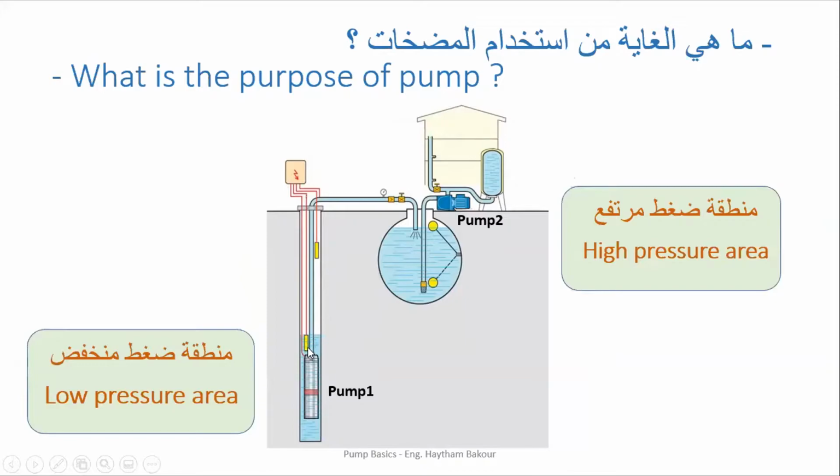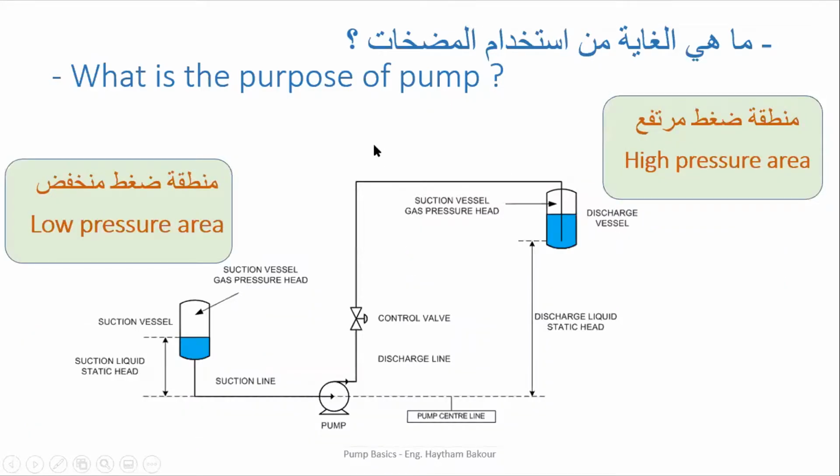As pump 1 is transferring the water to the first tank, pump 2 is going to transfer the water from below the building to the building. So the pump usage is to transfer the water from a low pressure area to a higher pressure area. As we can see in this chart, it is transferring water from the lower tank to the other tank in the upper right corner.